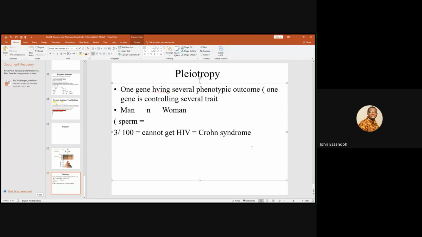What happens is that they lack the receptor on the surface of their white blood cell, which the HIV virus uses to enter the white blood cell. They don't have that receptor. About 3 people in 100 cannot get infected even when you inject them with HIV. It's a genetic disorder, but it has a protective effect against HIV, because the virus can't enter their cells because they lack the receptor.